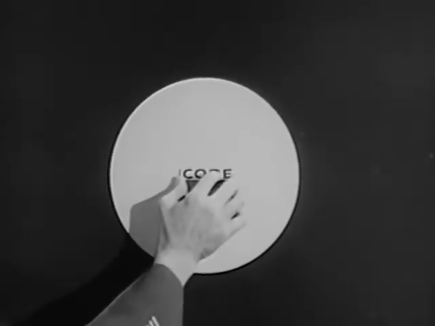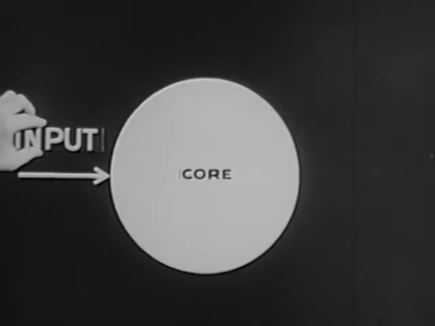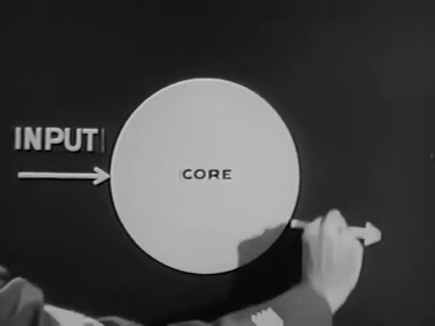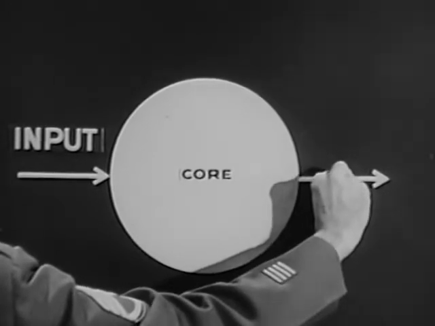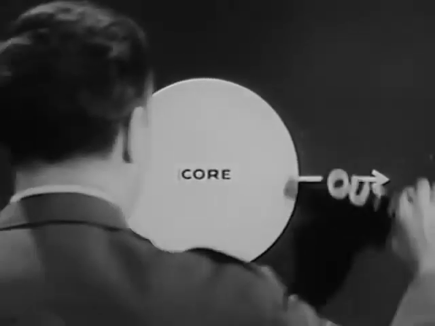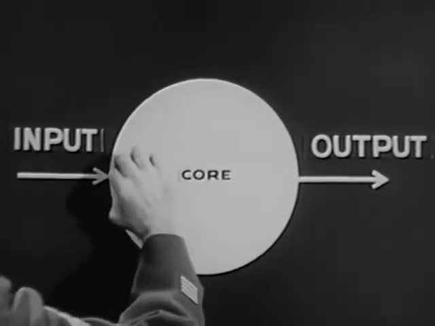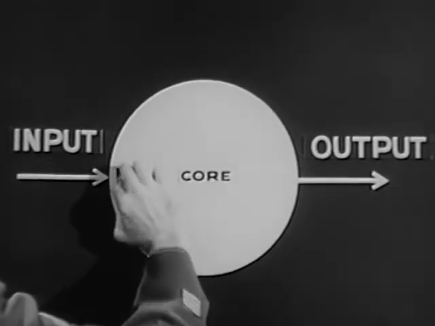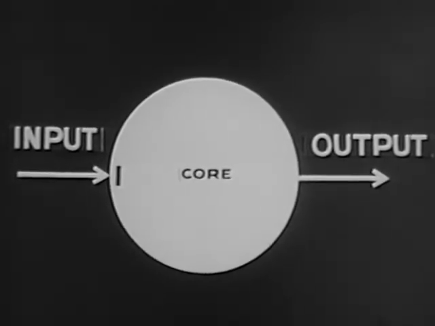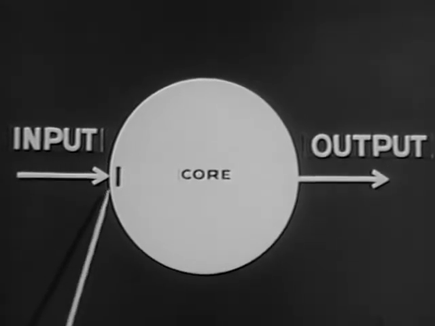A circle represents a core. An arrow pointing into the circle is an input. An arrow pointing away, an output. A binary digit inside the core indicates its state, 0 or 1. If the bit is placed in front of an input arrow, it shows the state to which that input will set the core, in this case, 1.